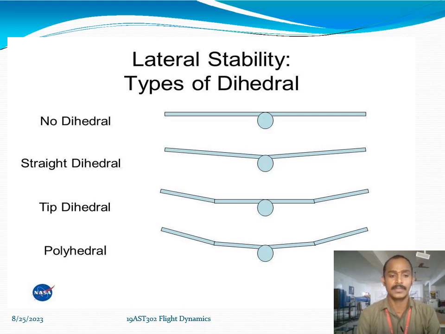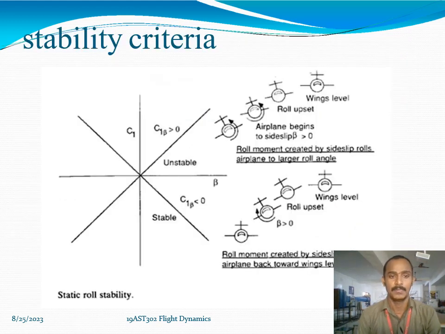So here we have the different types of wing position and configuration. The first one is no dihedral effect, a rectangular straight wing, and the second one is straight dihedral. The third one is tip dihedral, and the fourth one is polyhedral. These help to control the lateral stability of the airplane.